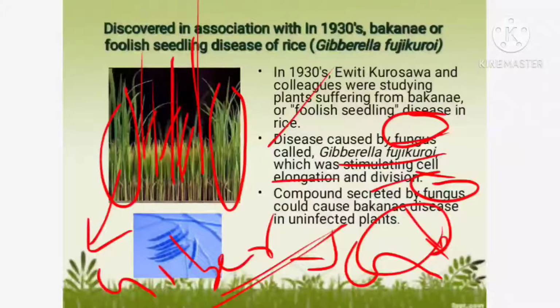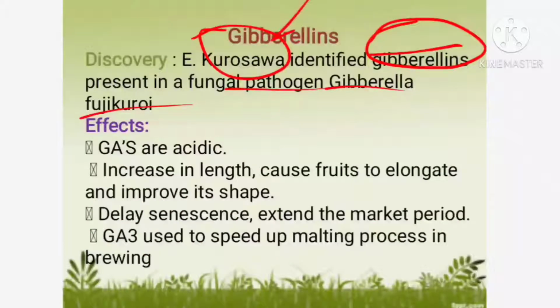Okay. So that is the property of what? This gibberellins. So gibberellins or gibberellic acid, since the name itself signifies, they are acidic in nature. That is number one. They increase the length and cause fruits to elongate and improve their shape. So fruits are elongating.